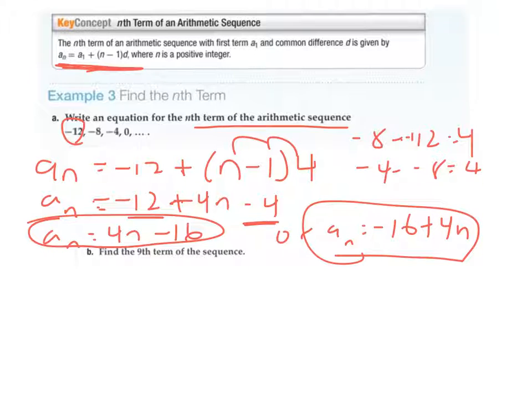Now, if we want to find the 9th term, we can use the same formula, but now there's a 9 with the a, and our first term is -12, and since 9 is our n, I can go 9 minus 1. I already know my difference is 4.